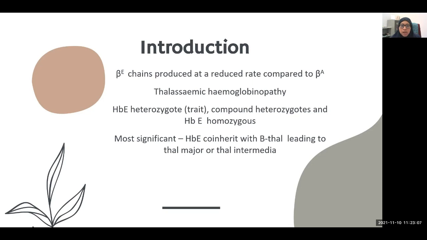Hemoglobin E chains are produced at a reduced rate compared to hemoglobin A. So in a way, it is also called a thalassemic hemoglobinopathy, because it not only produces an abnormal structural hemoglobin chain, but it is also produced at a reduced rate. It has been divided into three types: heterozygous, or called hemoglobin E trait; compound heterozygotes, in which hemoglobin E is co-inherited with any other globin chain variant; and hemoglobin E homozygous. But clinically, the most significant type is when HbE is co-inherited with beta thalassemia, leading to thalassemia major or thalassemia intermedia.